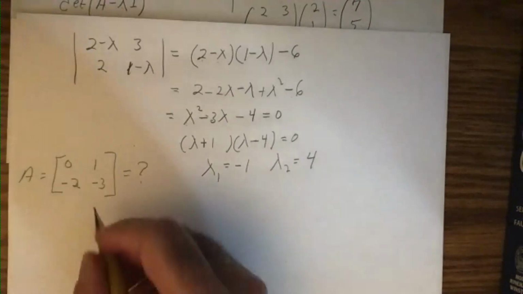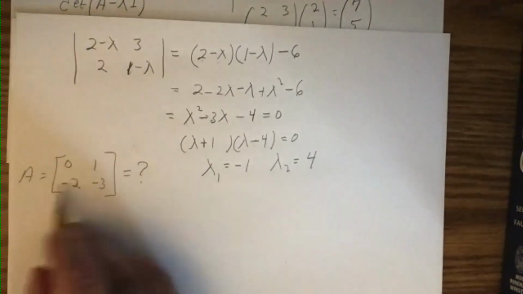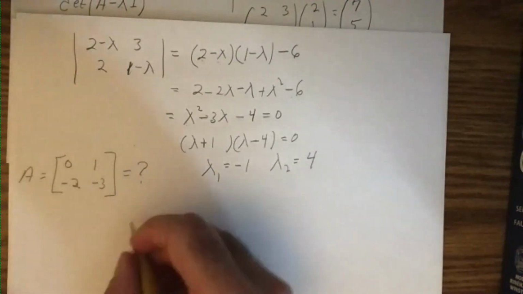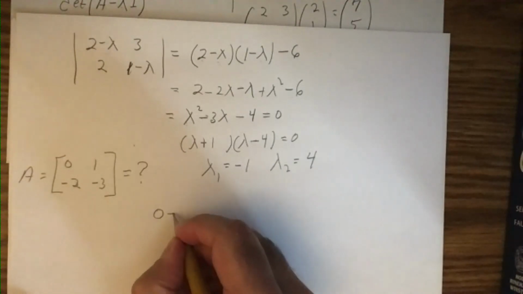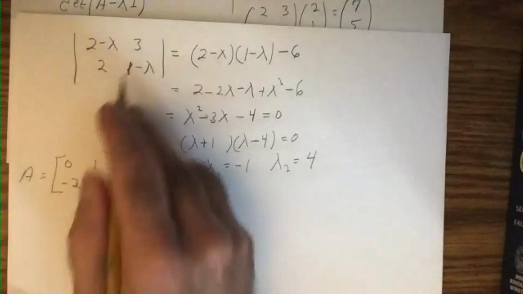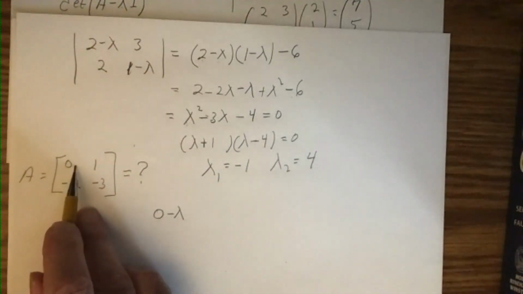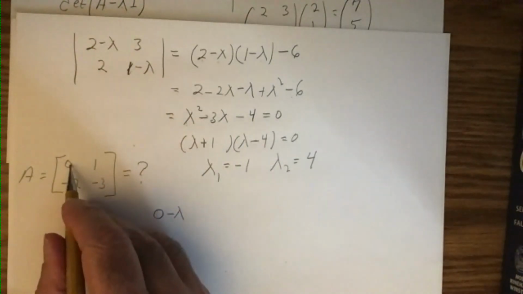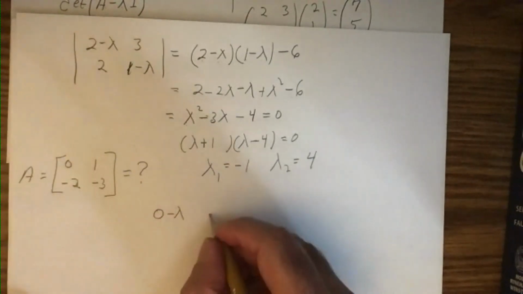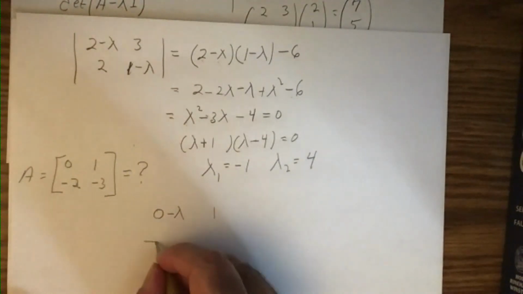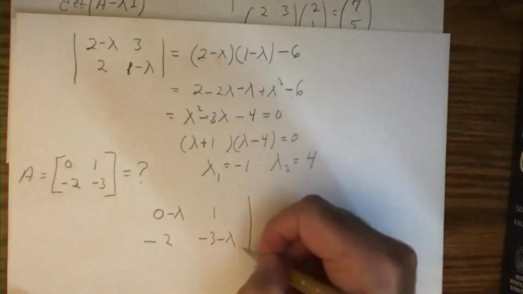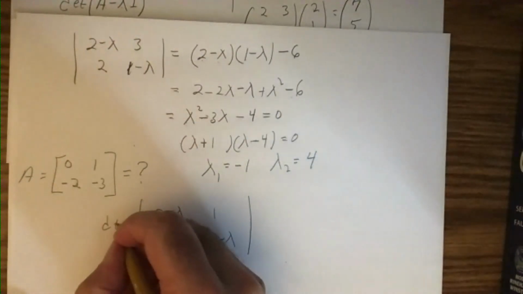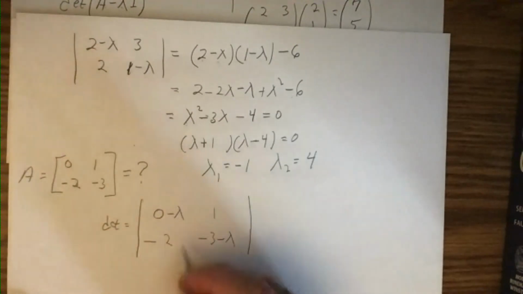All right, so let me do this. So we want to find the eigenvalues of this matrix. So I'm going to write this as 0 minus lambda. You don't have to go through that. Just whatever you have here, put a minus lambda, right? Whatever is in this position here. And then you can write this as 1, minus 2. Then you have a minus 3 minus lambda, right? Then I'm going to take the determinant of this, right?